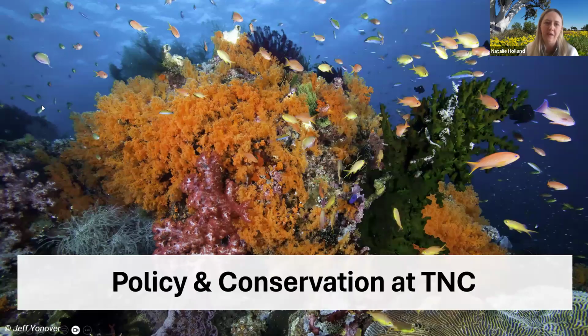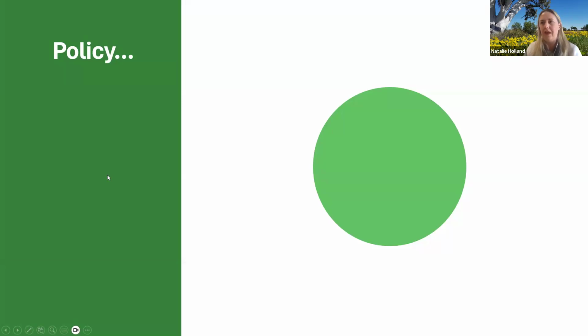So, firstly, I'll just give a bit of an overview of policy and conservation at TNC and how that comes together. And I thought it would be useful to start by providing a definition for policy. This is how TNC sees policy. It might be slightly different in your own organisations, but hopefully you can relate to it and see how it might be similar or different to the work you're doing in your own organisations.